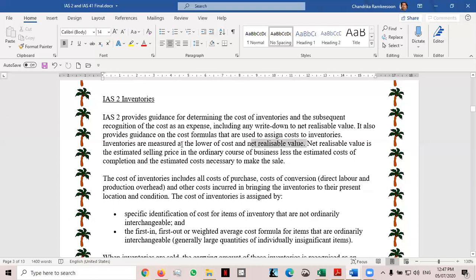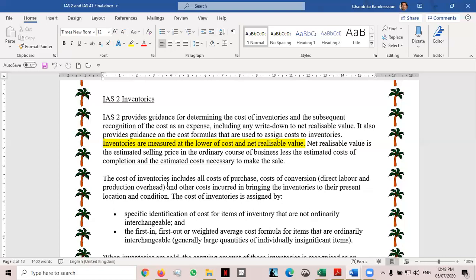because certainly you would have seen this in your earlier studies. Let me just highlight this. This is something that you probably would have come across many times, that inventories are measured at the lower of cost and NRV. Net realizable value is the estimated selling price in the ordinary course of business, less the estimated cost of completion and estimated cost necessary to make the sale. It's the lower of cost and net realizable value. It's not the lower of cost or net realizable value. Or it's not that inventories are measured at cost or net realizable value.